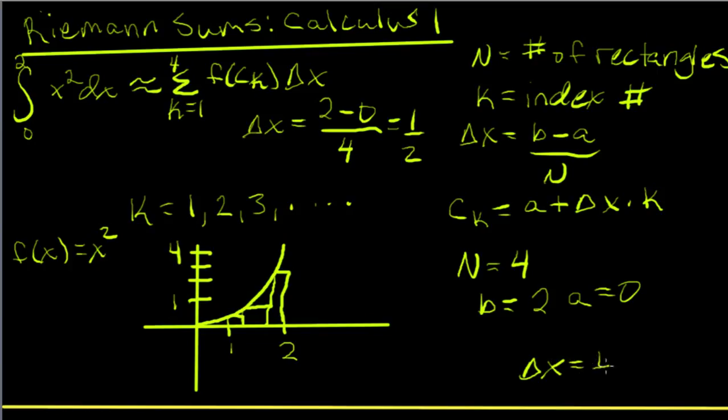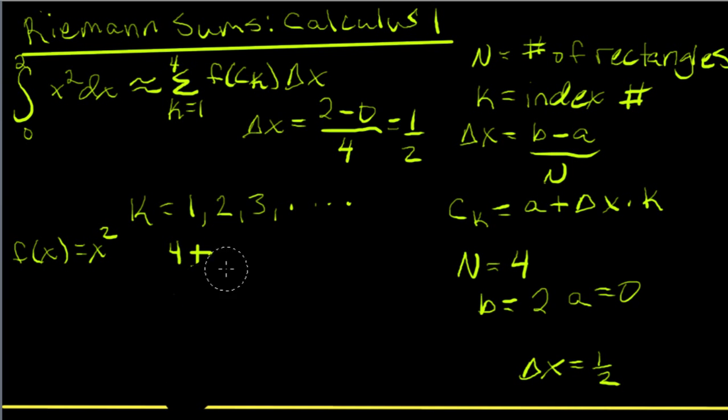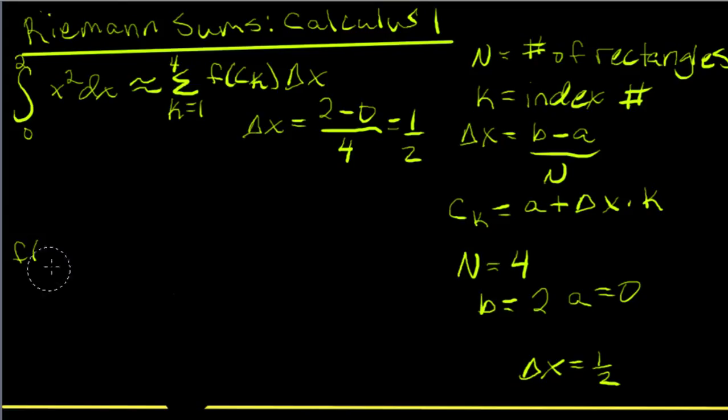Alright. So now we have to see what ck is. Well, ck is going to differ based on the index. So if we start with the first index of c, which is c1, we'll have a, which is 0, plus delta x, which is 1/2, times k, which is 1 for our first index. So that will give us 1/2.